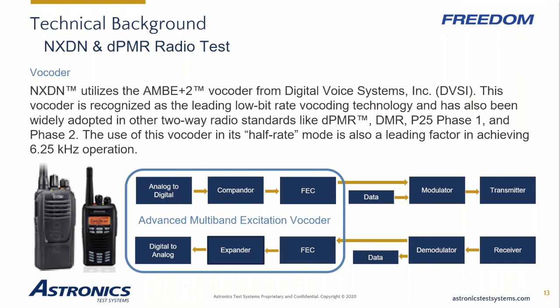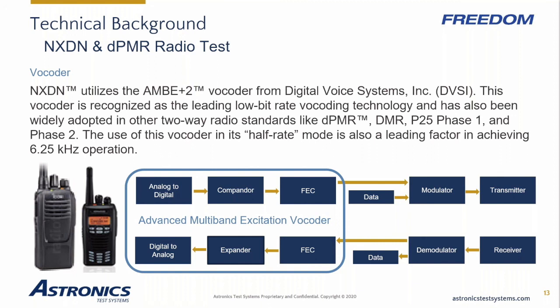There are 2 versions of the vocoder. We have the full-rate vocoder, which is used in wideband channels and uses 7200 bits per second. That basically means that with less compression, you have better audio quality. And the half-rate vocoder is used in narrowband channels and uses 3600 bits per second. In this case, more compression means reduced audio quality.